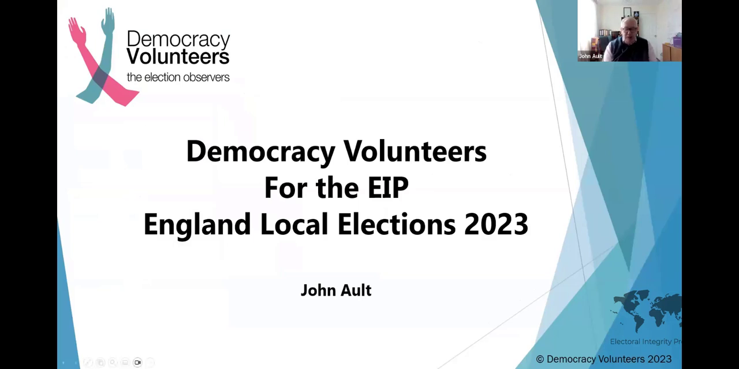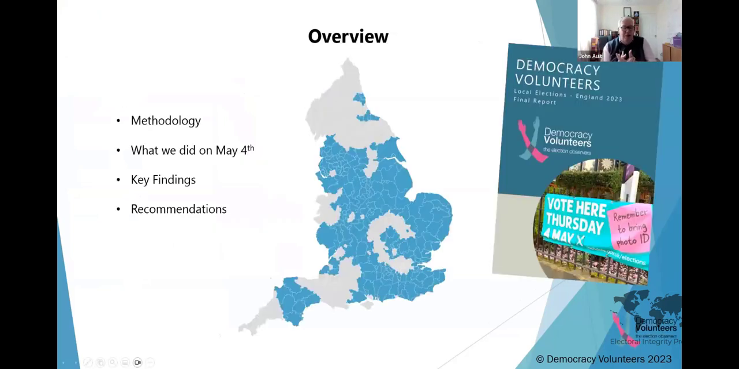I'm John Ault, I'm the Director of Democracy Volunteers, and to explain who we are, we're a civil society organisation. We've got about 350 accredited observers with the Electoral Commission, and we deploy two volunteers to each area we observe in. They're all trained, as I'll explain further, but essentially we're a voluntary organisation that tries to evaluate the quality of our democracy in the UK and then report back on it to people like the people in this room.